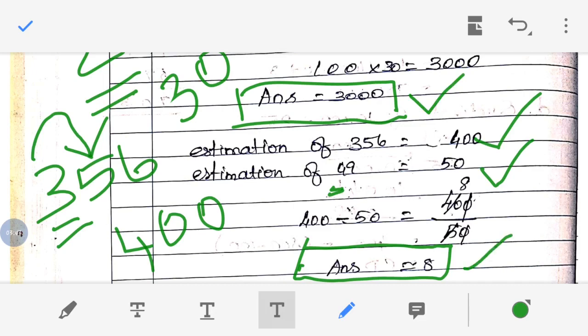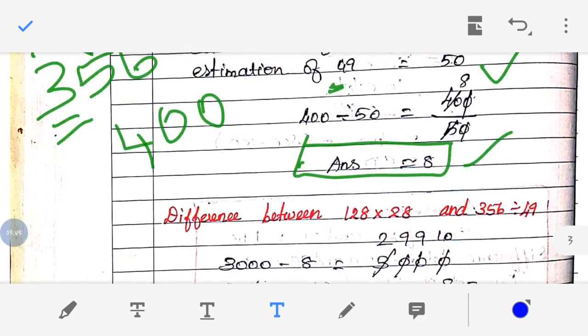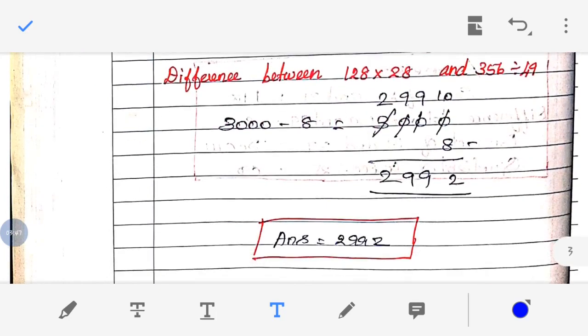Now what we have to do? We have to find the difference between 128 into 28 and 356 divided by 49. So our answer is 3008, right? 3000 minus 8 will be 2992. So this will be the answer for the given question.